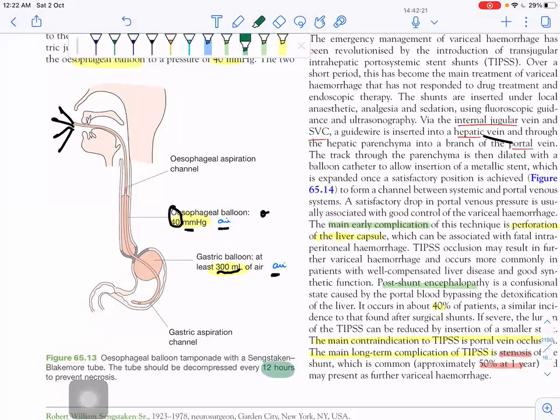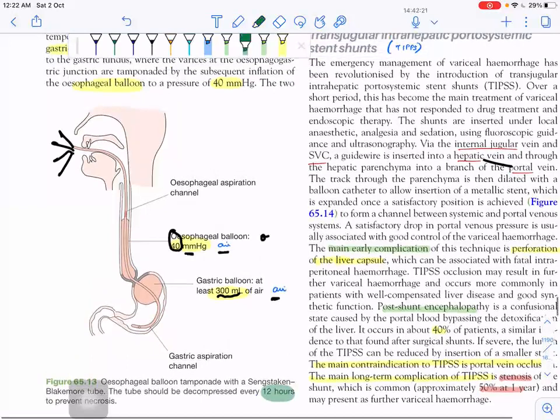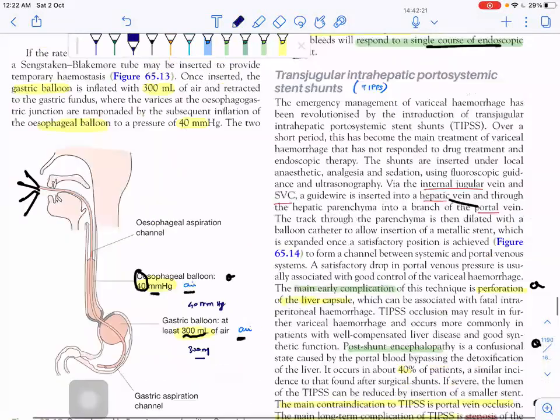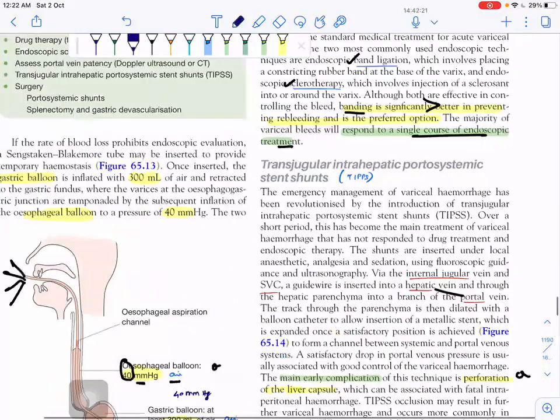12 hours. Every 12 hours you have to decompress it, and it has two balloons, the esophageal balloon and the gastric balloon. So what is inflated in these balloons? Next MCQ: both the balloons are inflated by air only. So esophageal, how many ml? This is 40 mmHg. The gastric balloon is 300 ml of air, and the esophageal balloon is 40 mmHg of air. Okay, just remember.